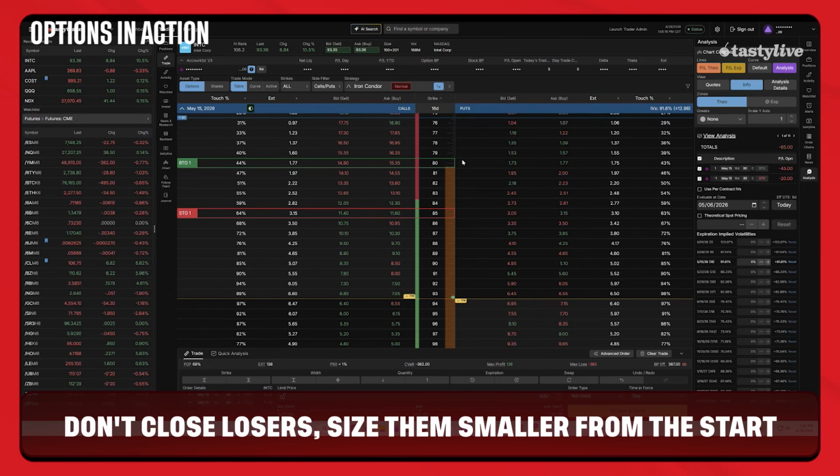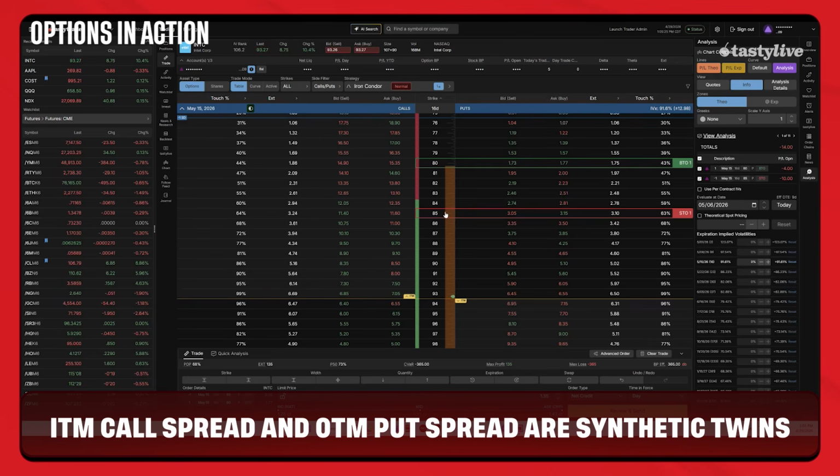Another way to think about it is an in-the-money call spread that you've bought is exactly the same as the out-of-the-money put spread here. You can see if you had sold this put spread right now to open, as long as Intel stays above 85, you have the decaying extrinsic value of the out-of-the-money put spread, exact same situation as the decaying value of extrinsic value in this in-the-money long call spread.